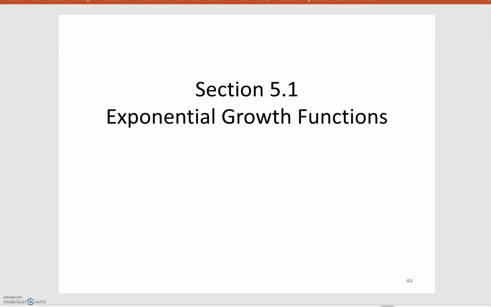So we're beginning section 5.1. This is chapter 5, and we're going to talk about exponential functions. So this is a whole new class of functions to work with, and a whole different type of modeling that we're going to be doing.